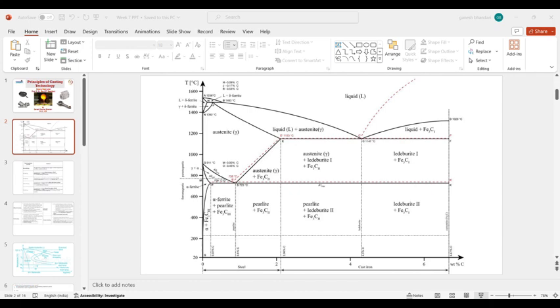So now we will talk about different types of heat treatment processes. There are five types of heat treatment processes which are generally used during the heat treatment of mild steel or cast iron. So first is normalizing. When we talk about normalizing process, in normalizing process, what we are going to do, we are going to heat beyond upper critical temperature, and we are going to cool it in air only.